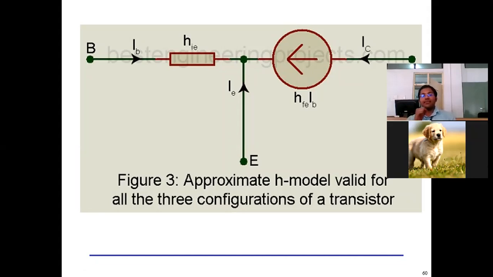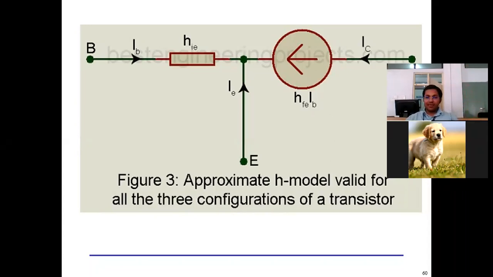Common base. Base to the ground, emitter to the input. Very good. Collector is output. Correct answer. So for common base, we will ground the base, emitter is input, collector is output. So this is just rearrangement. We have three terminals, just rearrange. Very simple approximate analysis.